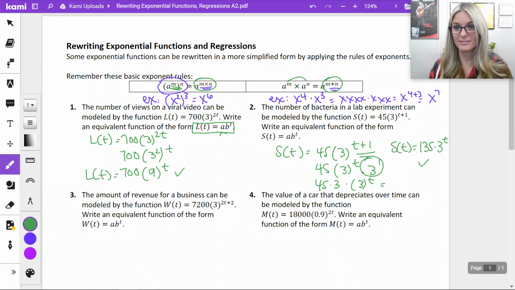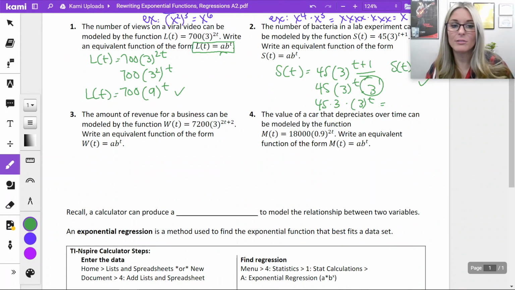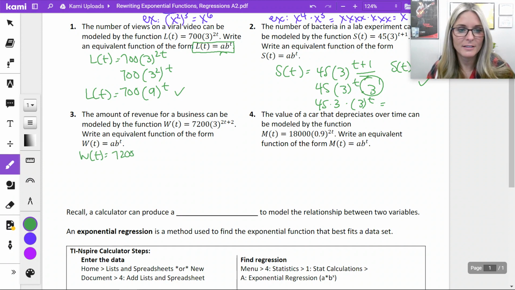Final answer. Number 3, the amount of revenue for a business can be modeled by W of t equals 7,200 times 3 raised to the 2t plus 2. Write it in the equivalent form, a times b only raised to t. We've got a lot going on here.